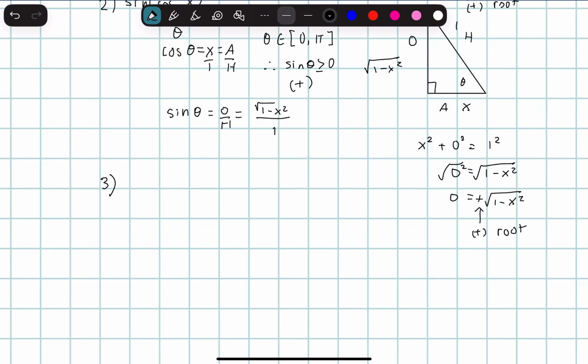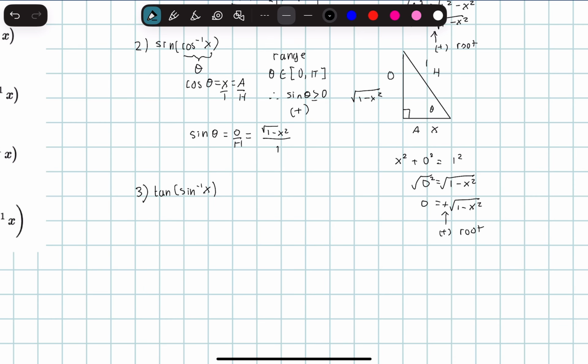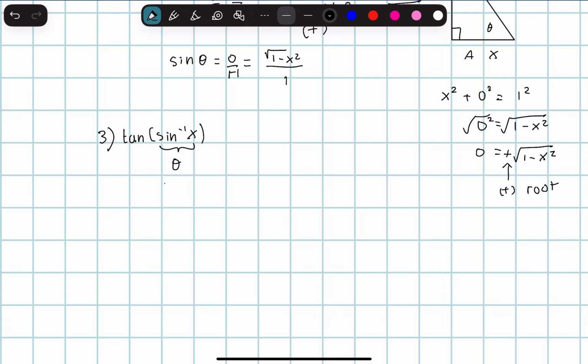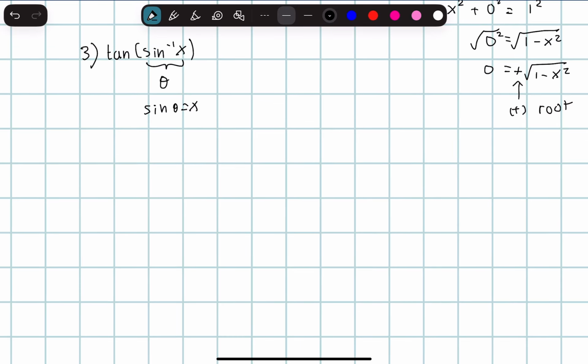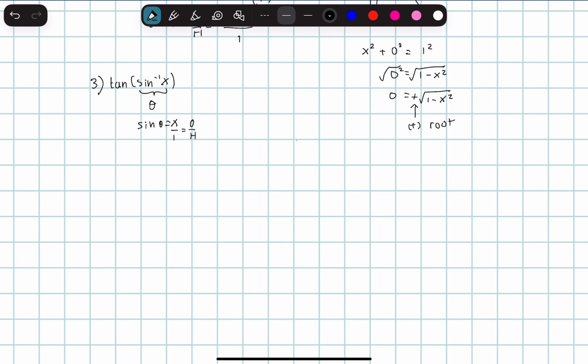Right, so now let's say we have tangent of sine inverse of x. Okay, now what do we do? What you're going to do is, again, set this equal to theta. Now you can rewrite this as sine theta is equal to x. Now what do we do next? Well, that's just x over 1. That's the opposite, that's the hypotenuse. Again, we're literally just going to create another triangle. That's going to be a triangle right there.